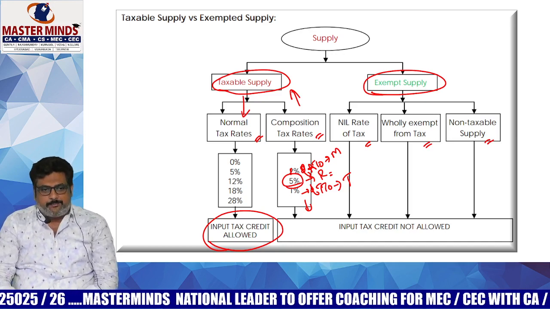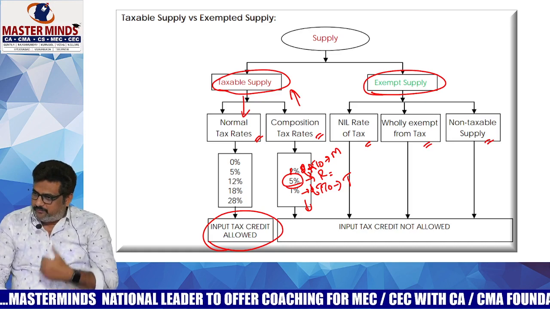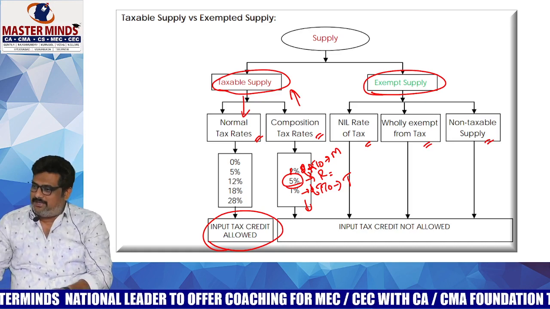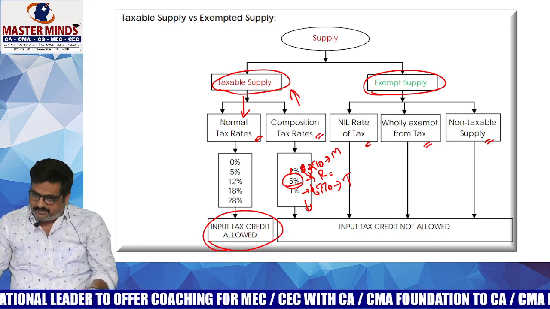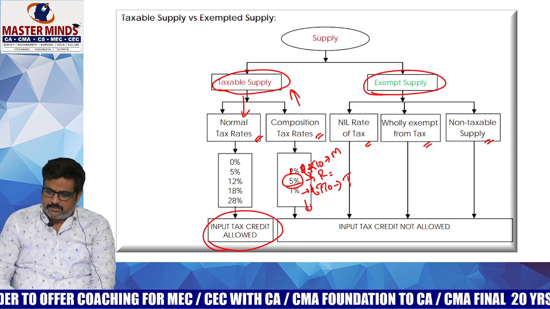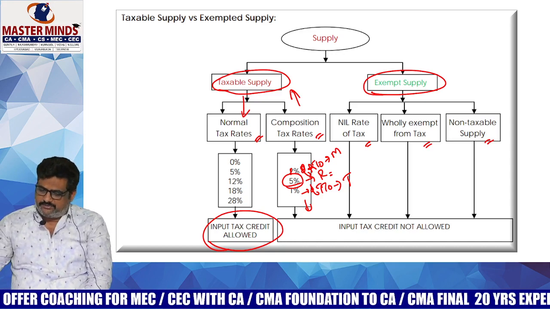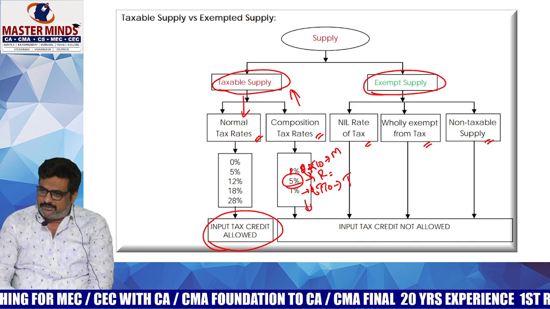If at all the recipient did not pay the GST, then in which way can he claim the ITC? If at all you paid it, then only you can claim the ITC. With respect to composition tax, the recipient is not paying any tax. Therefore, the recipient is unable to claim the ITC there. And with respect to exempted supplies, whether it is nil rated, wholly exempted, non-taxable, definitely ITC is not allowed.